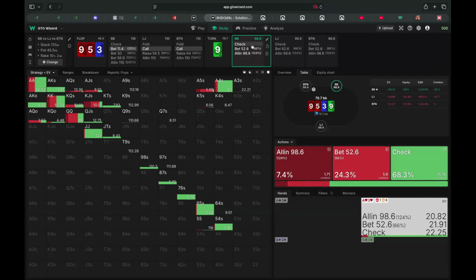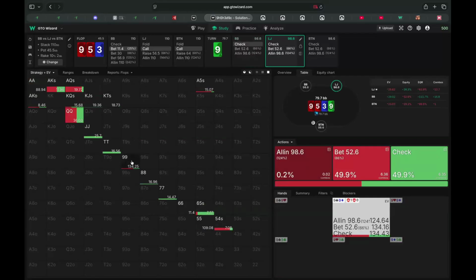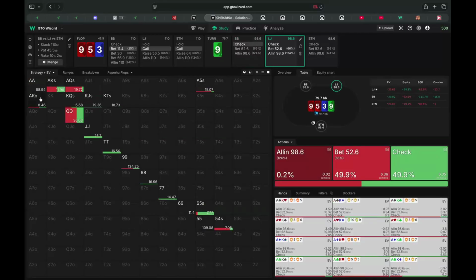Most of my hands check on a board like this. Do you really want to be betting anything but pretty strong hands and good draws? Yeah, especially way out of position. I wouldn't really want to be going crazy here. It'd be great if it checks through.